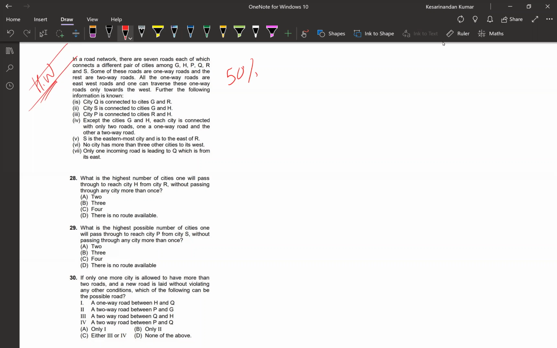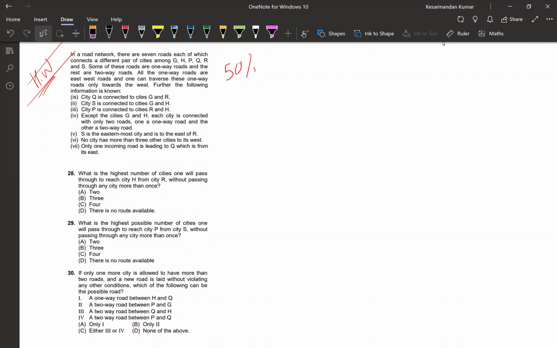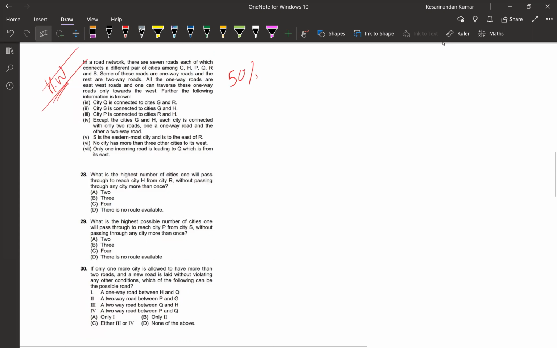Have you taken the screenshot? One minute, Kesari. Okay. Can we scroll up a bit? Now, decrease the size. Yes.